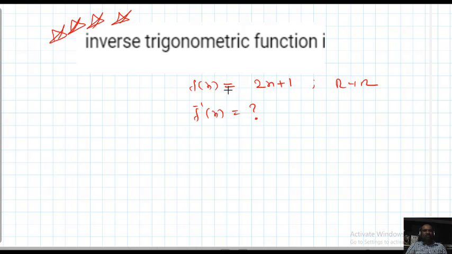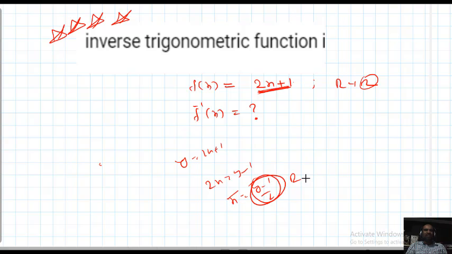How can you identify? First of all, you need to check whether it is one-one or not, and onto or not. The linear equation 2x plus 1 is obviously a straight line, and it is one-one. Onto, how to find onto? You need to find whether the range is equal to the codomain. So y equals 2x plus 1, 2x equals y minus 1, x equals (y minus 1) by 2. Whatever y may be, x is real only. What is the meaning of that? The range is the real numbers, and the range is equal to the codomain. So it is one-one and onto.